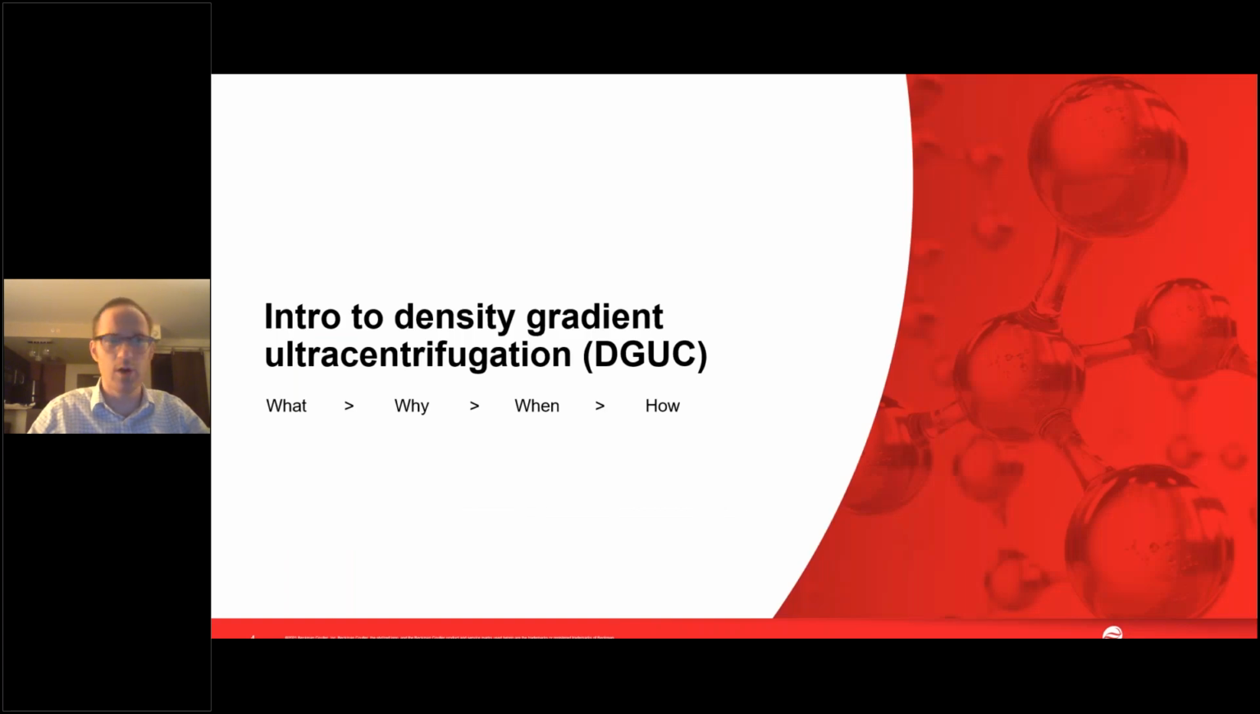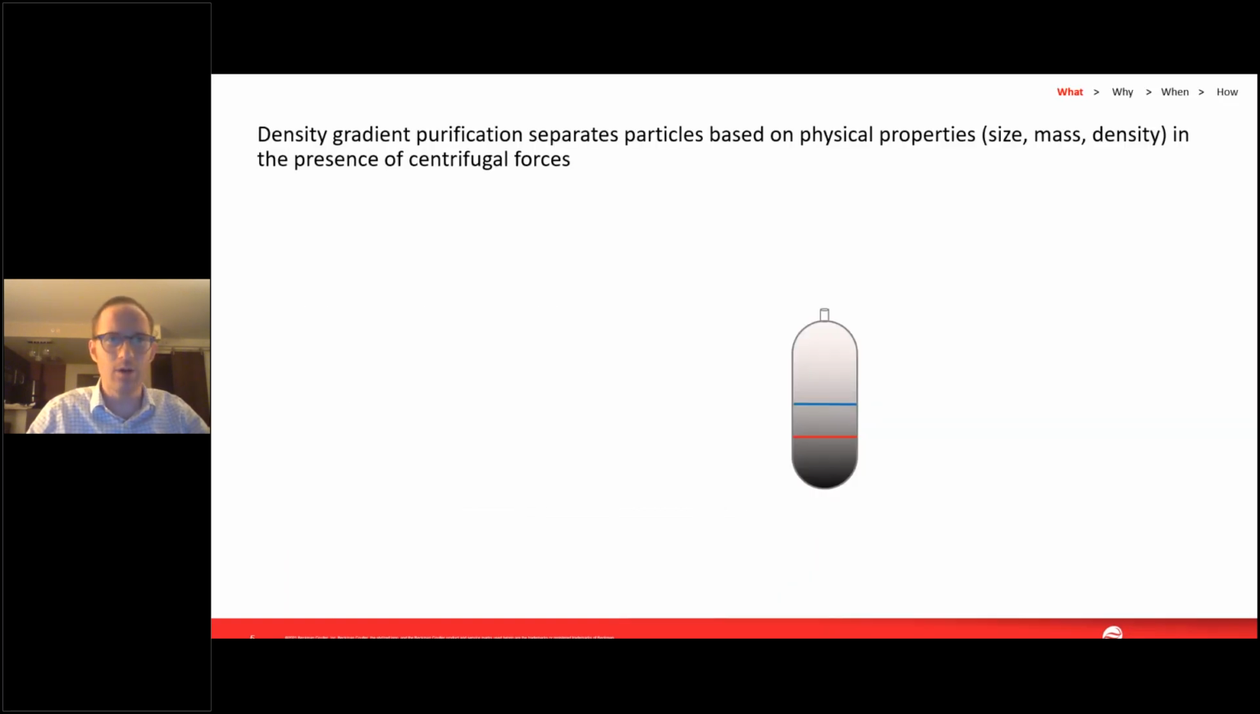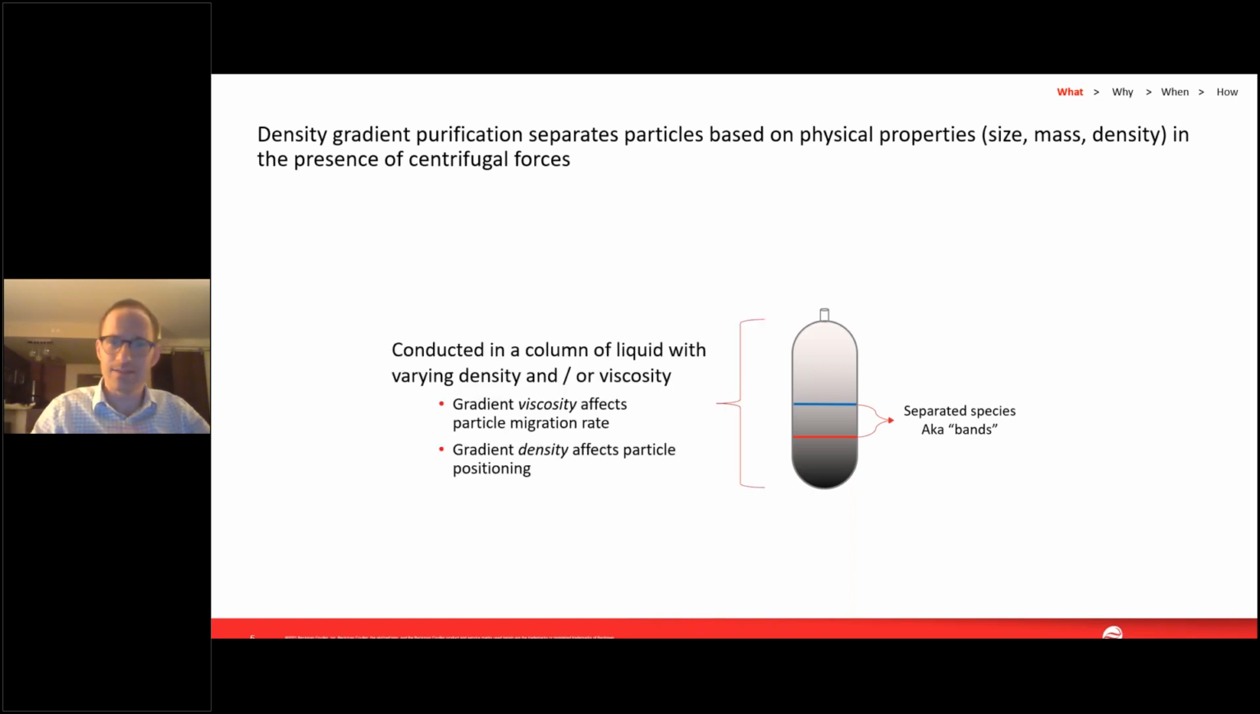We'll talk about the what, why, when, and how. First, what is density gradient? This is a purification process that separates particles based on physical properties. And those physical properties can either be the size and mass, we call that S value, or the density. You obviously do this in the presence of centrifugal forces. And the separated species form what we like to call bands. And this is all conducted in a column of liquid with varying density and/or viscosity.